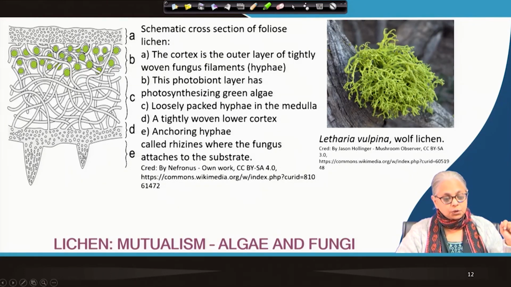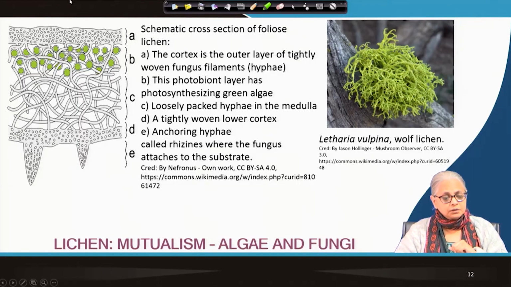So you have this cortex, you have this loose network of hyphae. They are also the anchoring hyphae, which have dug deep into the substratum, and they cause pitting. And remember that there is some amount of acid secretion from the fungus that allows them to create these root-like attachments to whatever surface they are growing on.